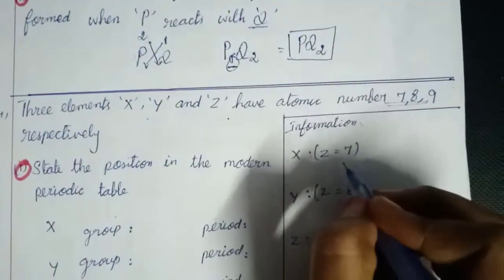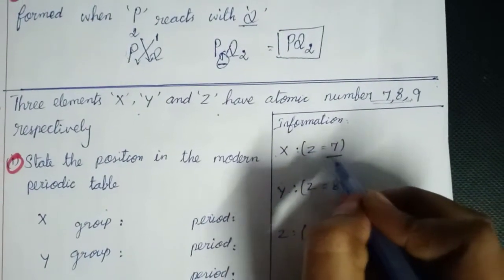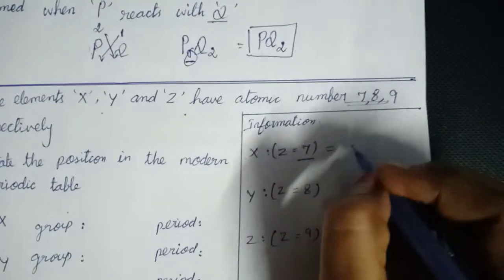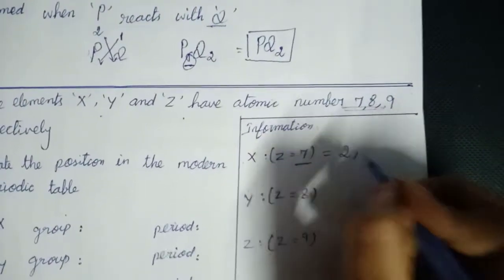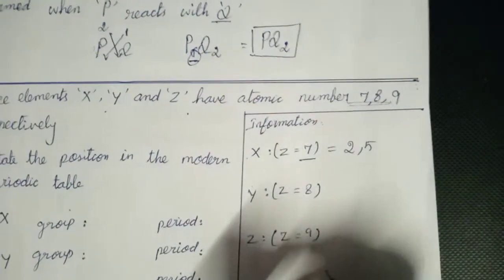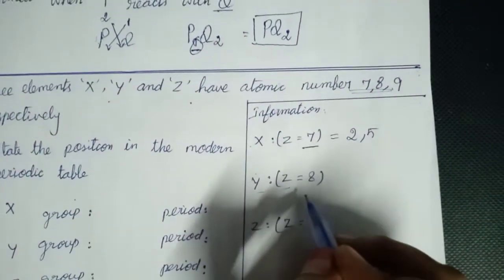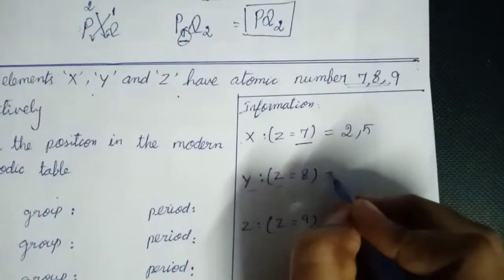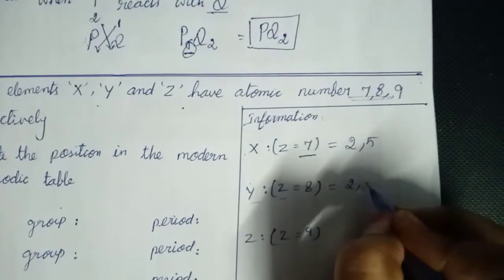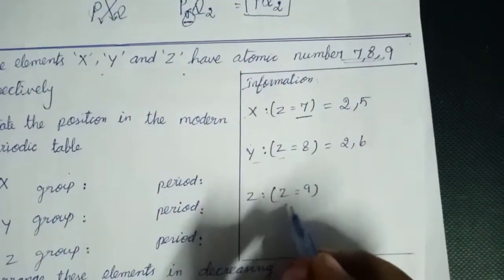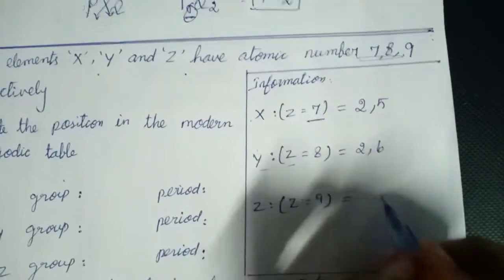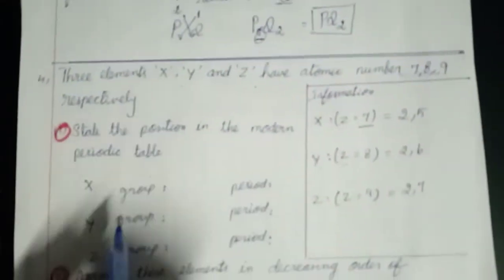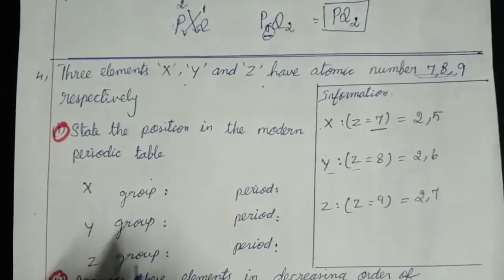If X has atomic number 7, that means it contains 7 electrons. So write its electronic configuration 2, 5. Okay, Y has atomic number 8, that means it contains 8 electrons. Write its electronic configuration 2, 6. And Z, atomic number 9. So what is the electronic configuration? 2, 7. Okay, and first state the position in the modern periodic table.